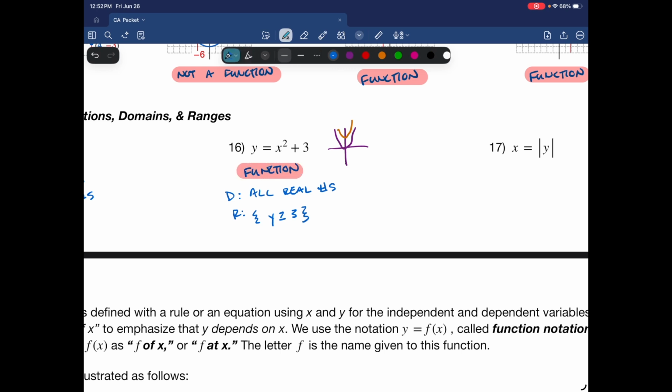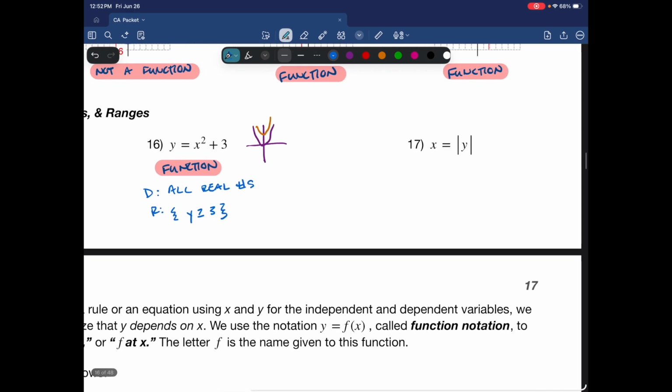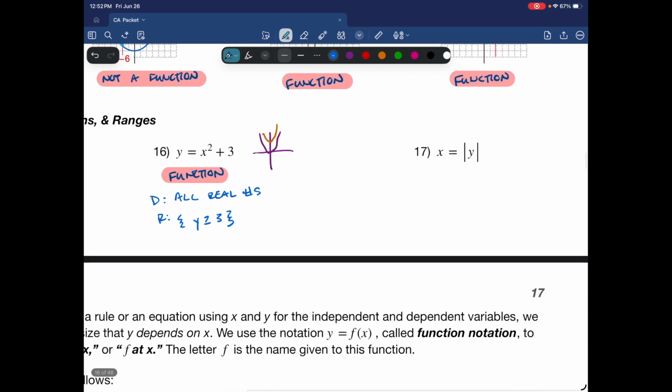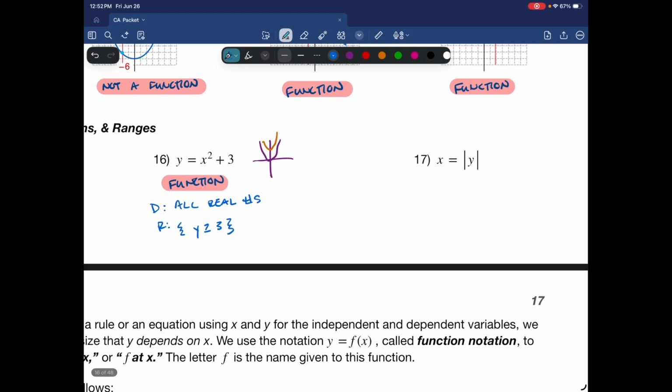All right? You could also write that in interval notation instead of set notation. And if you did that, that would be 3 to infinity. Like so.